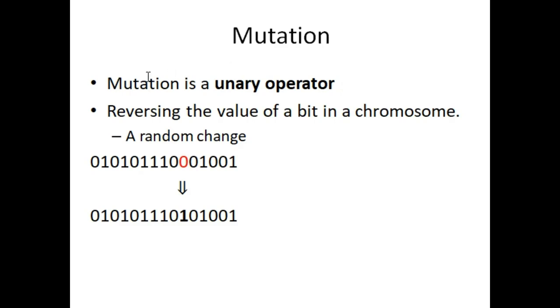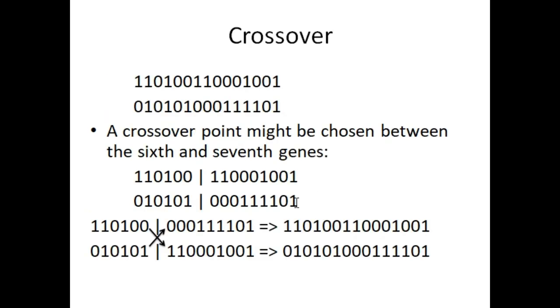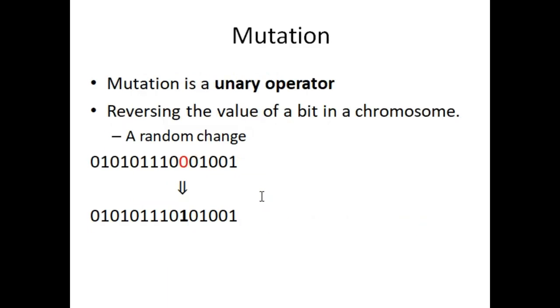So the second operator is mutation. Mutation is just like a NOT operator. So mutation is a unary operator. It requires only one chromosome. ये हमारे पास crossover जो है वो दो chromosome required करता है, लेकिन mutation क्या है, उसको एक chromosome चाहिए. So it will reverse the value of a bit or gene in a chromosome. So it is a random number.